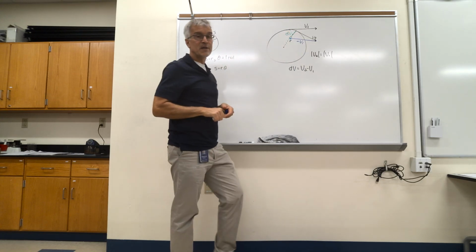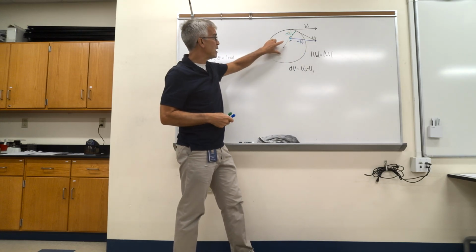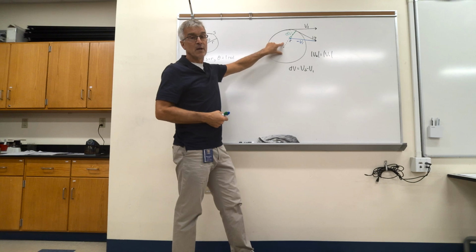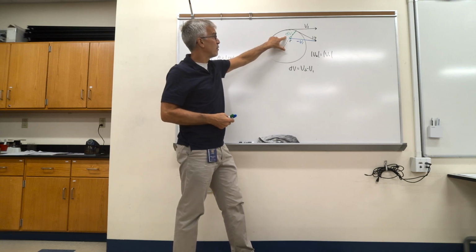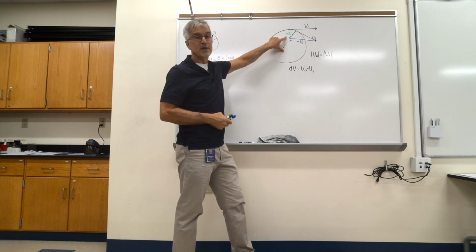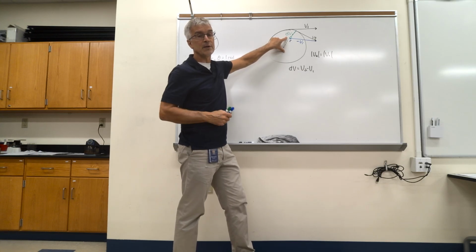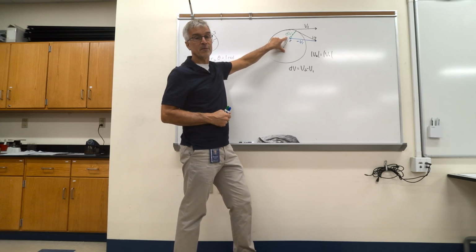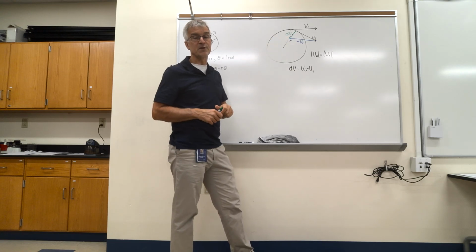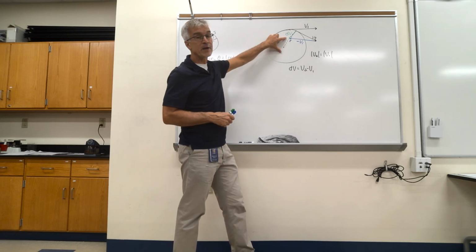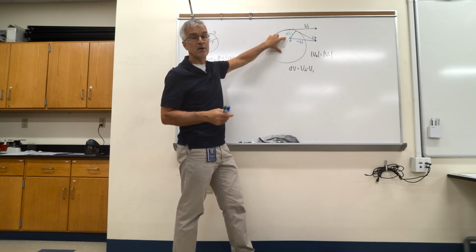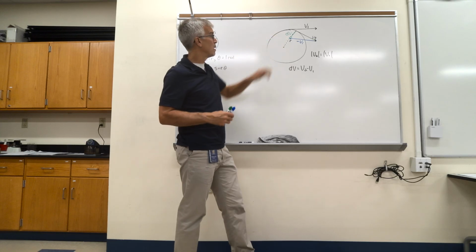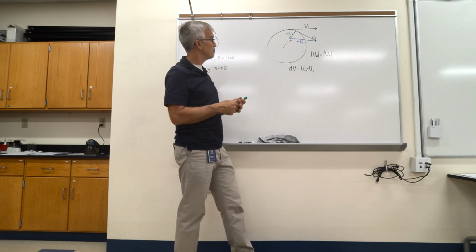Now notice that dv is right along the radius, which means the change in velocity is toward the center of the circle, which means the acceleration is toward the center of the circle. It's called the centripetal acceleration. Centripetal literally means center seeking. It's also called the radial acceleration because it's along one of the radii of the circle. All right, so let's take a look at this.